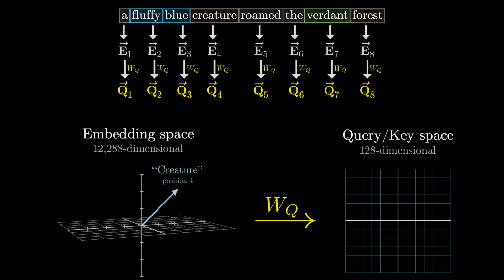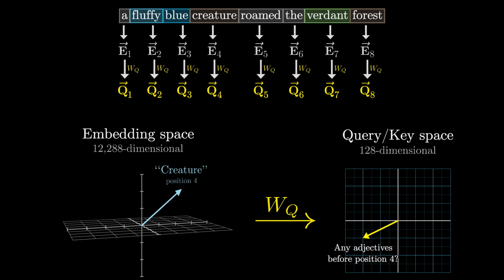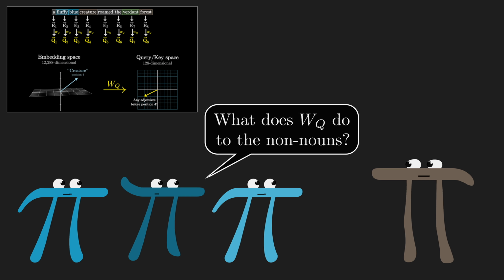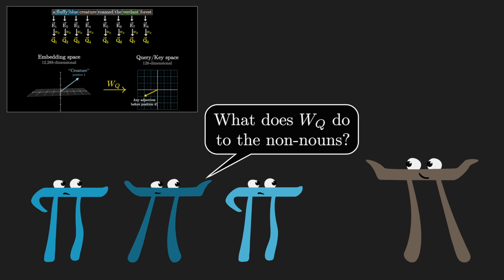But for our sake, imagining an example that we might hope that it would learn, we'll suppose that this query matrix maps the embeddings of nouns to certain directions in this smaller query space that somehow encodes the notion of looking for adjectives in preceding positions. As to what it does to other embeddings, who knows? Maybe it simultaneously tries to accomplish some other goal with those. Right now, we're laser focused on the nouns.